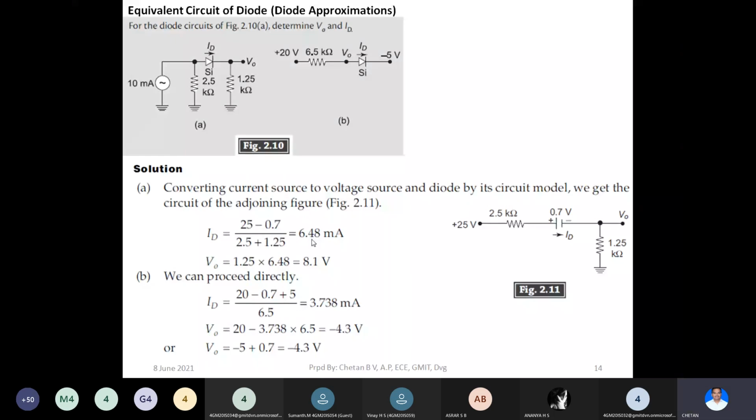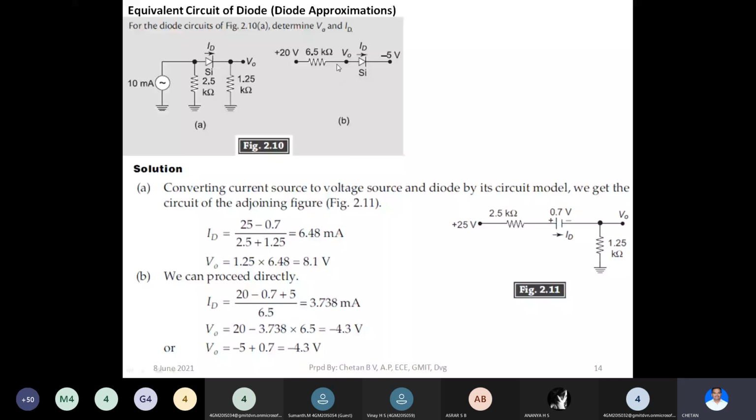Then after getting that, we calculate V naught. V naught in this case is only the voltage drop across this resistance 1.25 kilo ohm. Therefore, we multiply the current which we get in the first step with the resistance value to get 8.1 volt. Then afterwards, circuit B is this one. Here we have to calculate V naught. So V naught is just at the second end of the 6.5 kilo ohm.